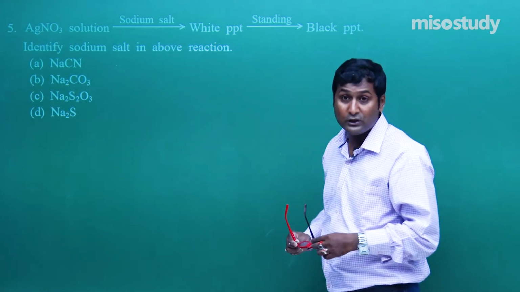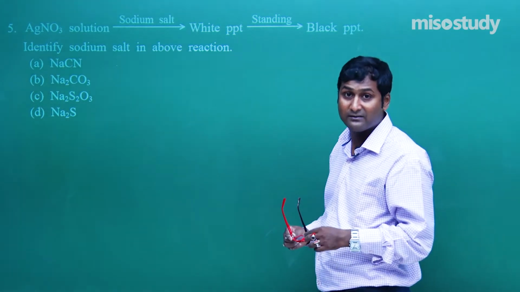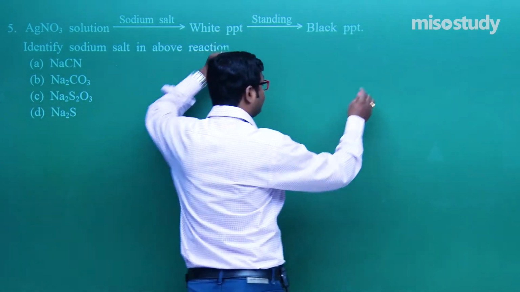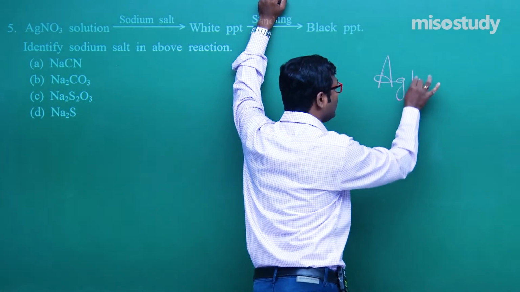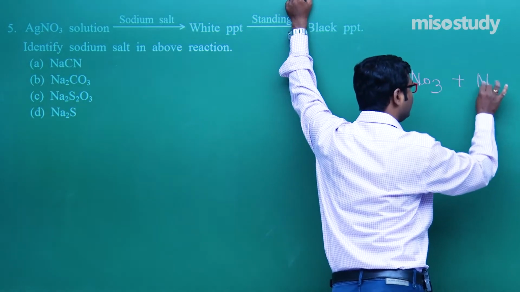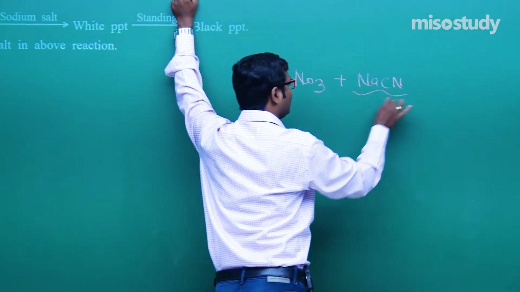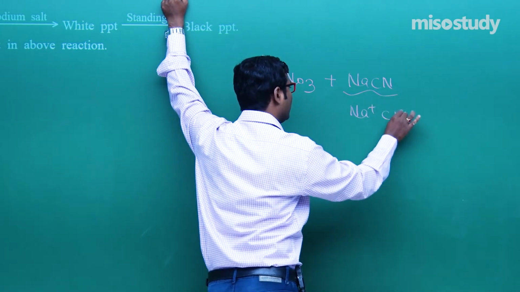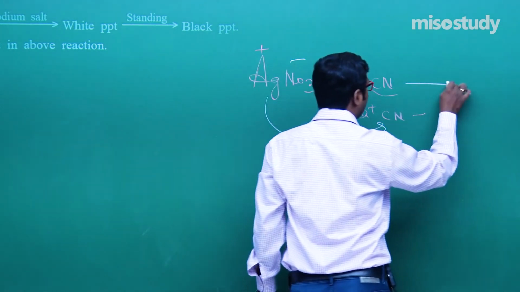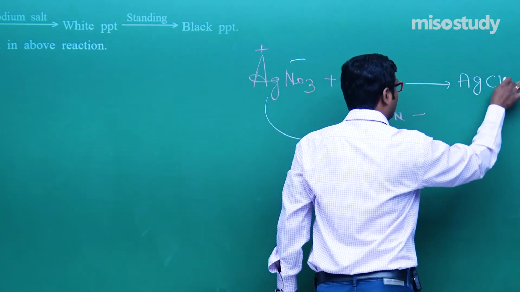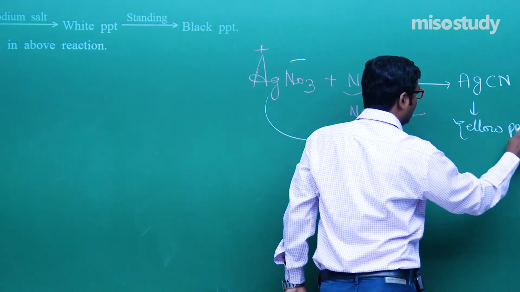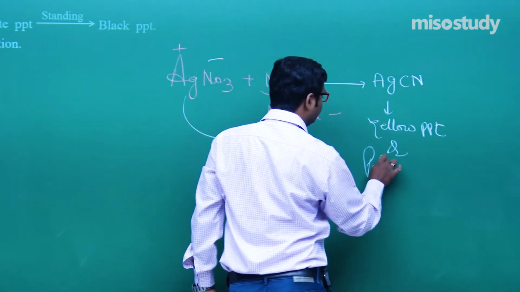So first of all, what do we need to do? We have to check the reactions, what will happen in this case. So let's start. The first one is AgNO3 on treatment with sodium salt. I am taking the first option, that is NaCN. It can be written like this, Na plus and CN minus, plus here and minus here. So it will form AgCN. As we know, this is a yellow PPT, or you can say pale yellow PPT.